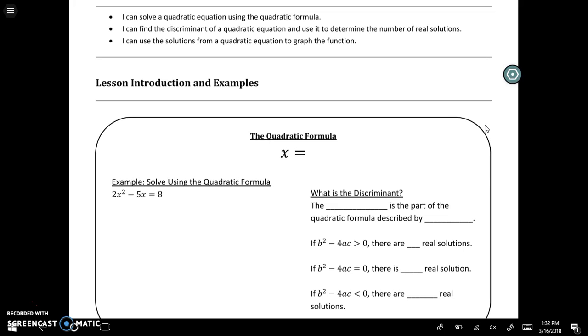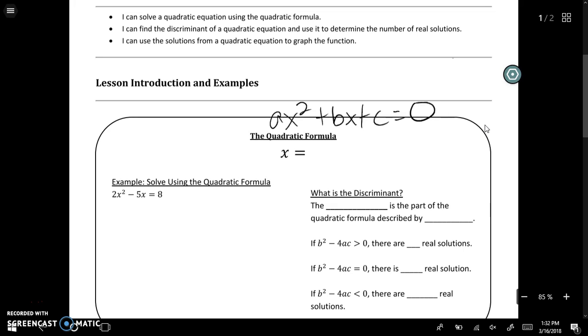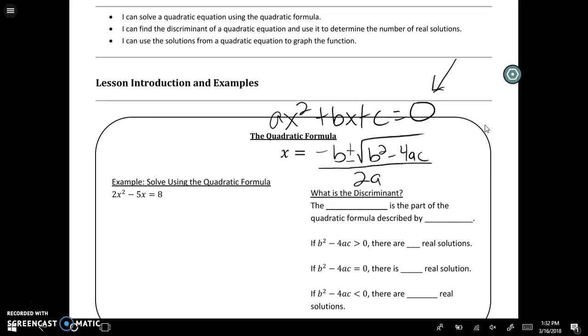So the quadratic formula is for solving things that are ax squared plus bx plus c equals 0. So number one thing, it has to equal 0, and we want to go ahead and put it in order. The quadratic formula is negative b plus or minus the square root of b squared minus 4ac, and that entire thing is divided by 2a. I know that looks like a crazy big formula, but it's not too bad.